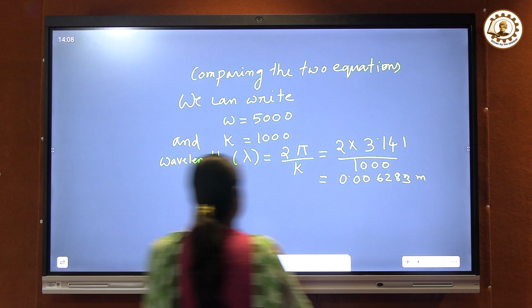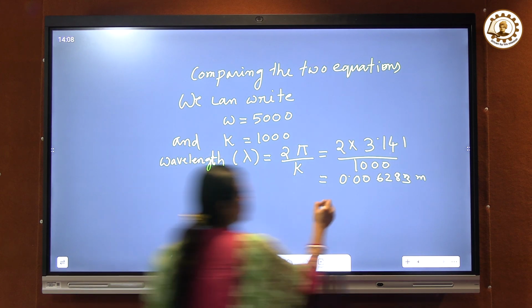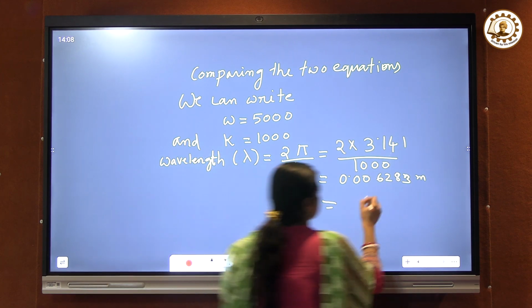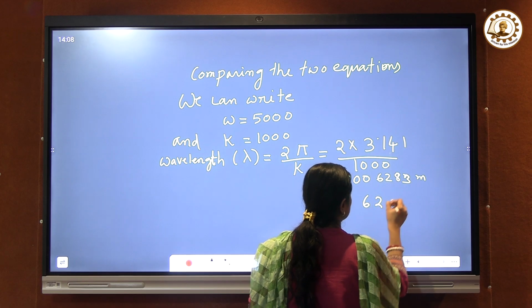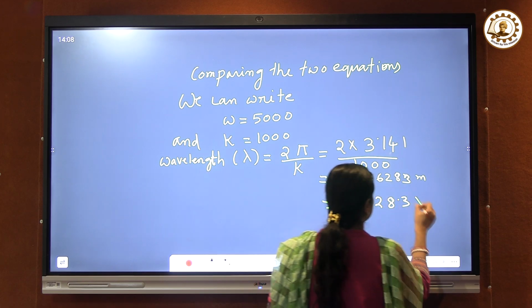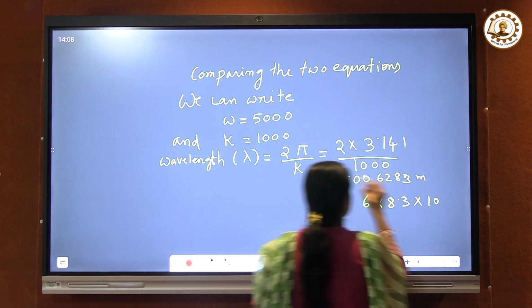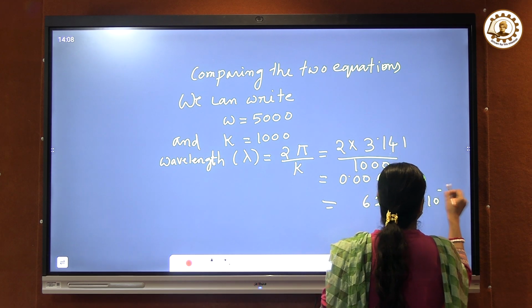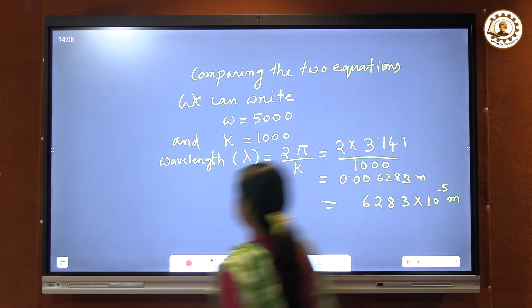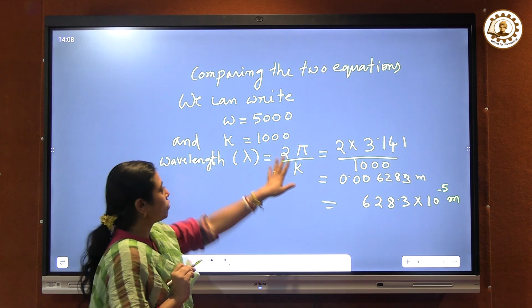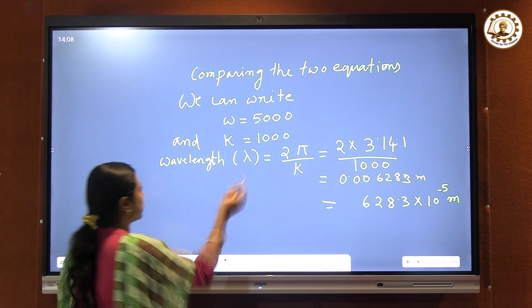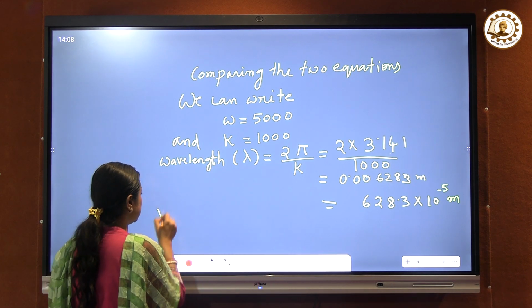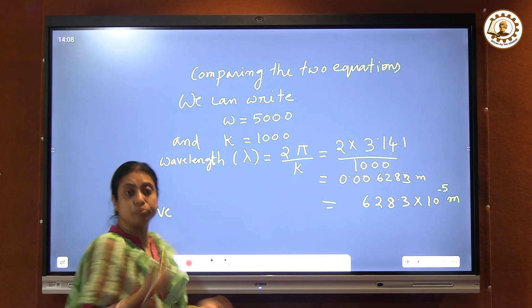Or you can write it like that, 628.3 into 10 to the power minus 5. So this is the wavelength I got. Now I will calculate the velocity or speed of propagation.